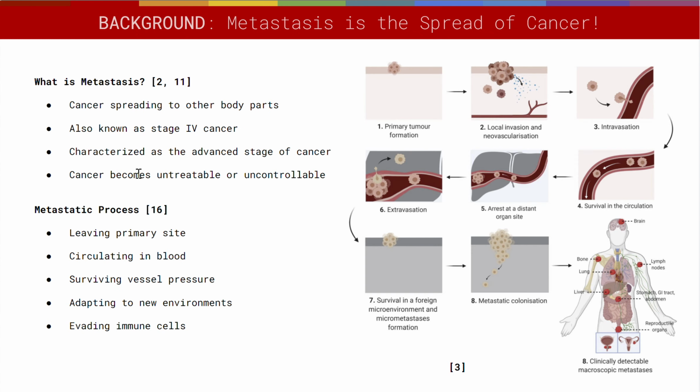So, what is metastasis? As we said before, it's the spread of cancer. And basically, it's cancer spreading to other parts of the body. Also known as stage 4 cancer, it's an advanced stage of cancer, and it becomes untreatable. And this is where, when they say cancer becomes untreatable or uncontrollable.